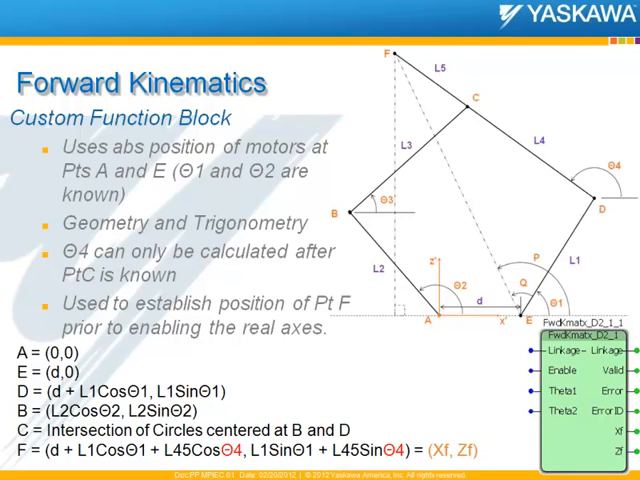Really the only tricky part is before we can get to position F, we have the lengths L4 and L5, but we need to find this angle theta 4. And it is a little tricky. What we've chosen to do is use a methodology where we draw an imaginary circle centered around B and another circle around point D, and one of the intersection points will be at point C. So we can use a geometry technique of the intersection of circles to find point C, and once we know that, then we can calculate theta 4 and then finally point F. That's done inside this forward kinematics block.